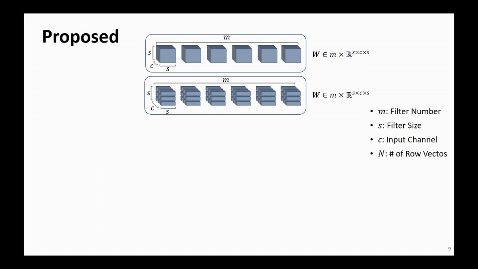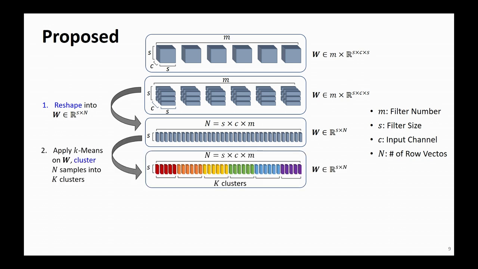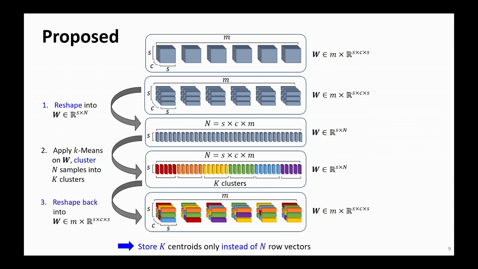First, for each S by S filter, we vectorize it into S row vectors, which is shown here in the second row. By stacking all these row vectors together, we can form an S by N weight matrix, which is in the third row. This is the big matrix W. Next, we apply k-means clustering to cluster all these N row vectors into k clusters. Finally, we replace all the row vectors in the 4D filters of the original model with these new clustered vectors. By doing so, we only need to store k cluster centroids and the weight indexing information, rather than storing all the row vectors of the original model.